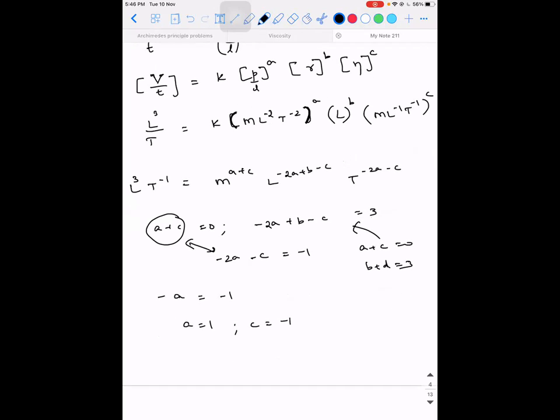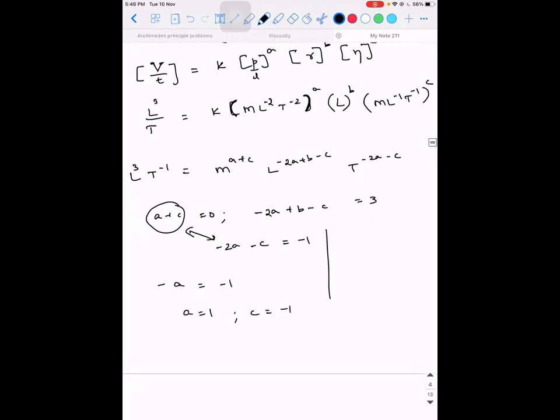So take all the things and substitute it here. So minus 2A, minus 2 into A is 1, plus B plus 1 is 3. So B minus 1 is 3, B will be equal to 4.